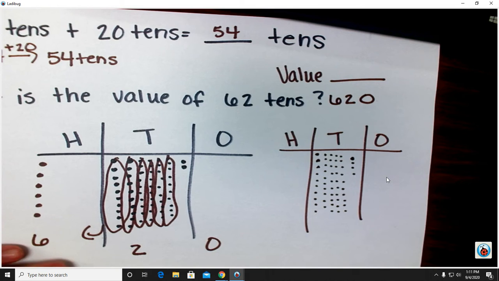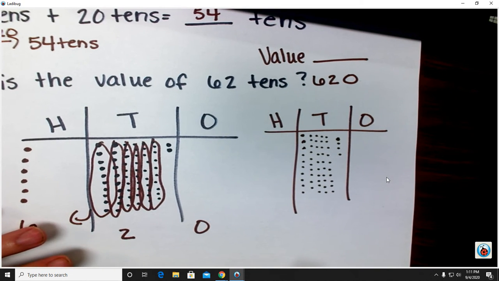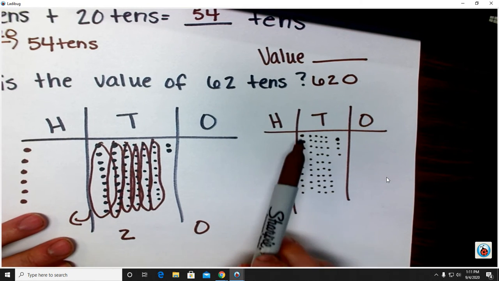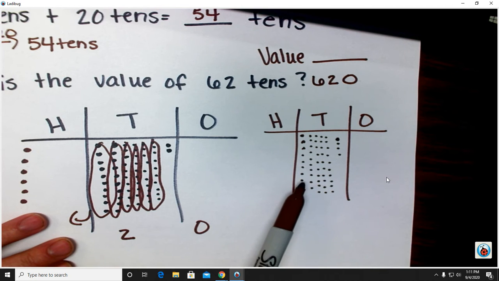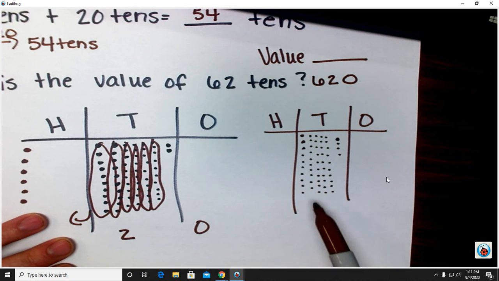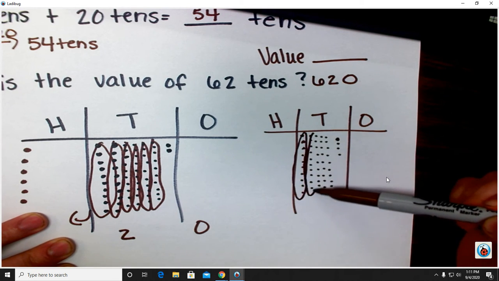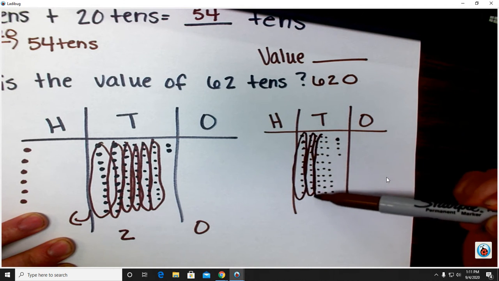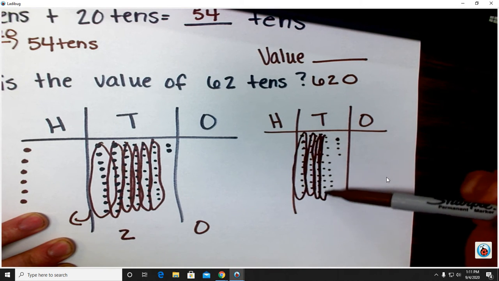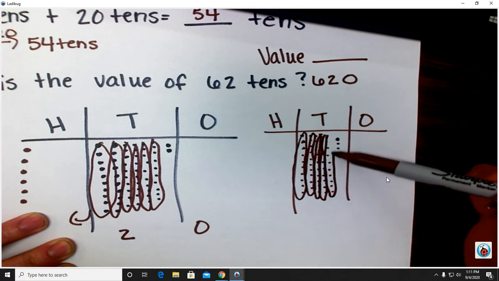Can I move any over to my 100s, guys? Yes, because I have 10 tens here. So I'm going to move the groups that are in tens over to my hundreds. So here's a group of 10. There's a group of 10. There's a group of 10. There's a group of 10. And there's a group of 10.